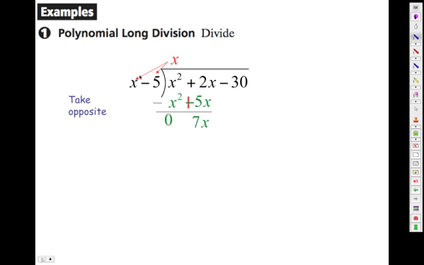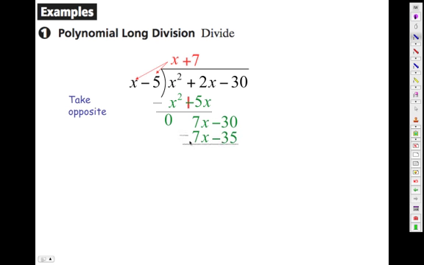Now we look back at our divisor and say, okay, what do we have to multiply x by to get 7x? And then that's going to be our next term. So, plus 7. Okay, notice that I brought down the negative 30 as well. So, 7 times x is going to give us the 7x, and then 7 times negative 5 is going to give us a negative 35.